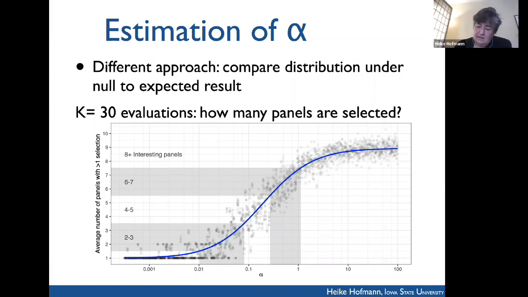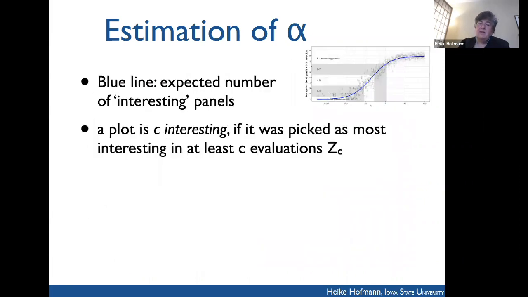We can now define so-called Z-interestingness. We call a panel in a lineup c-interesting if it was picked by at least c observers in K evaluations. And we call the number of how often this happened Z_c.